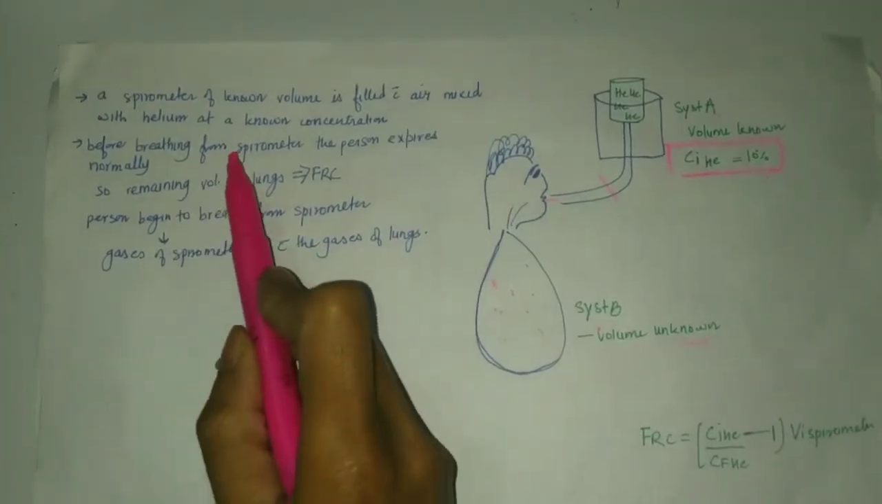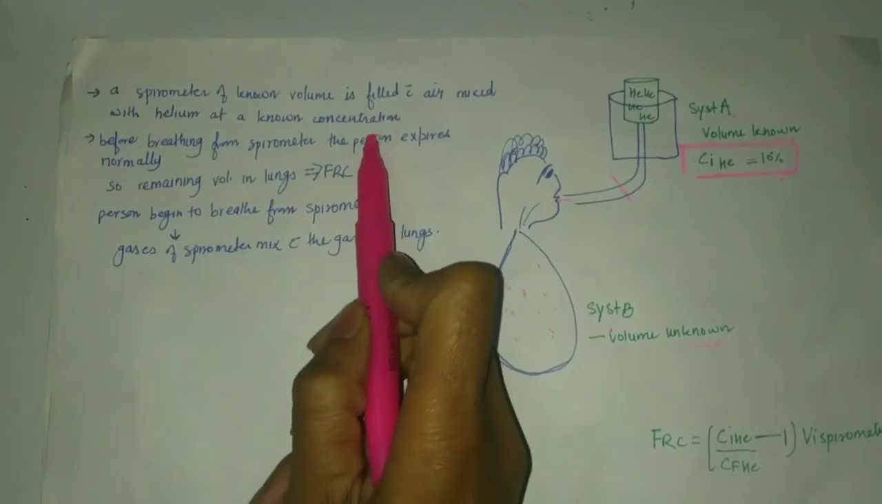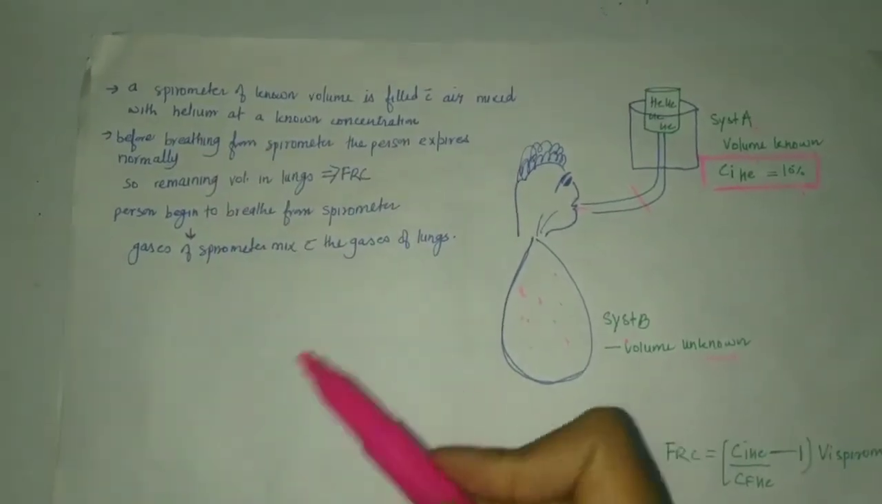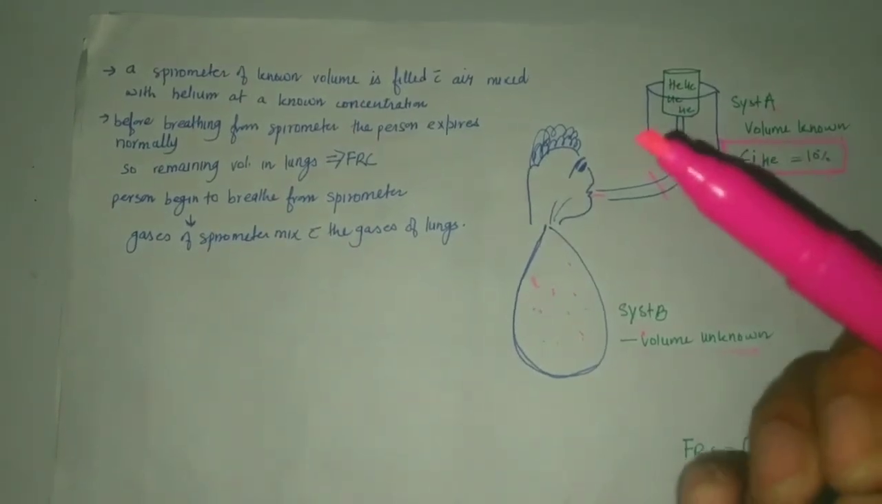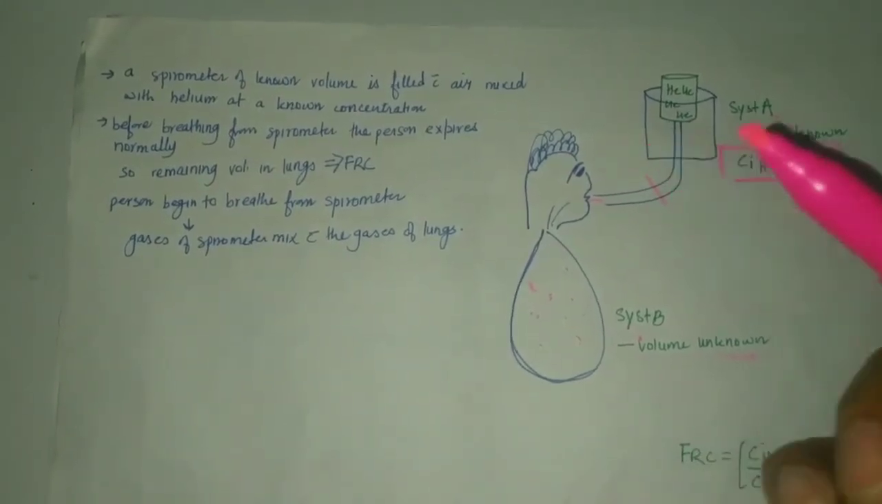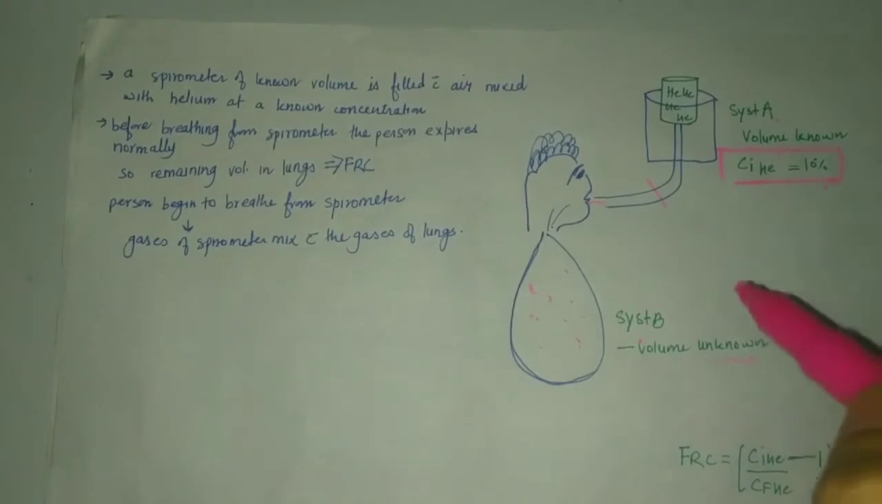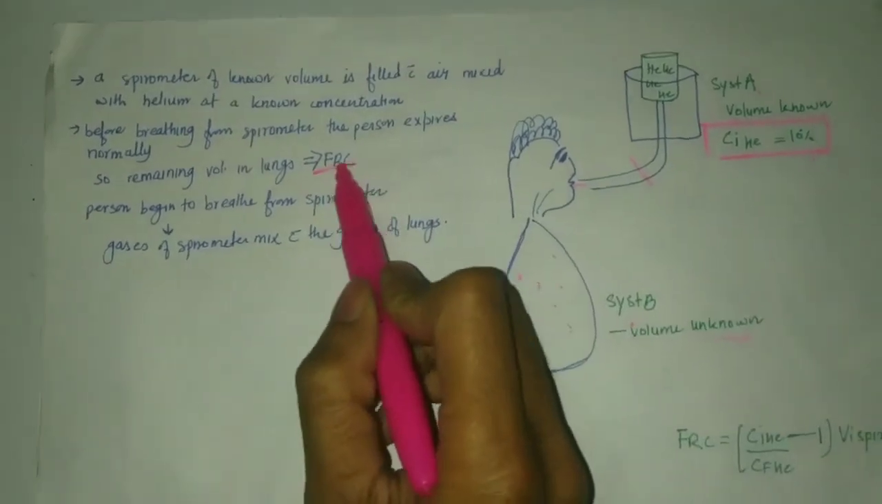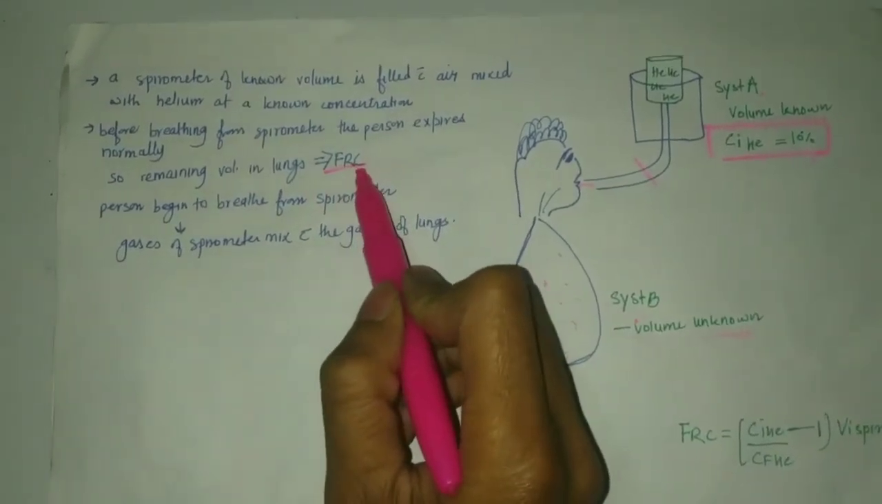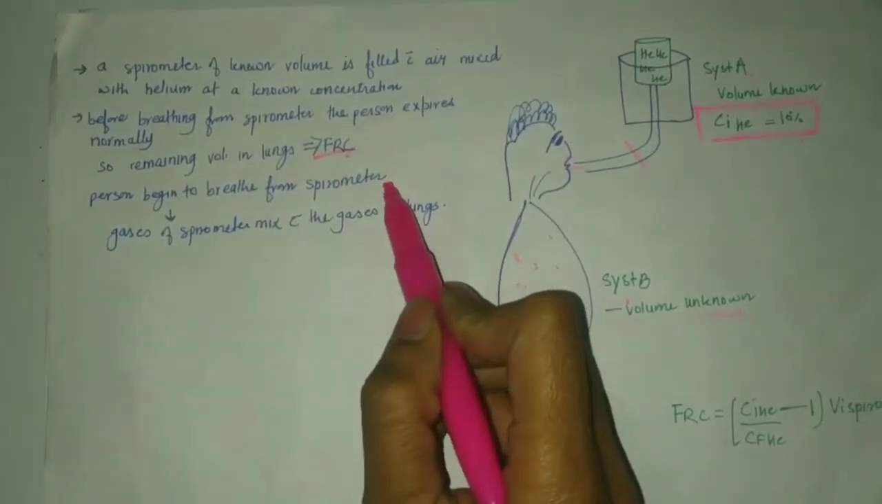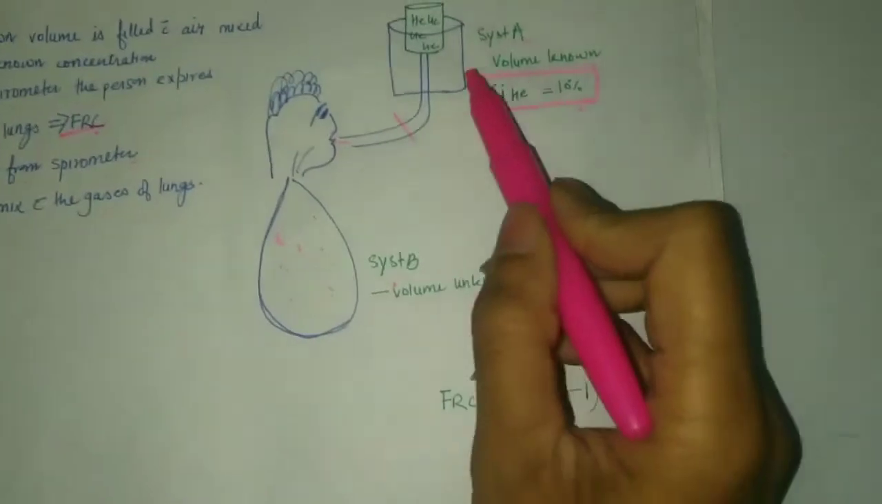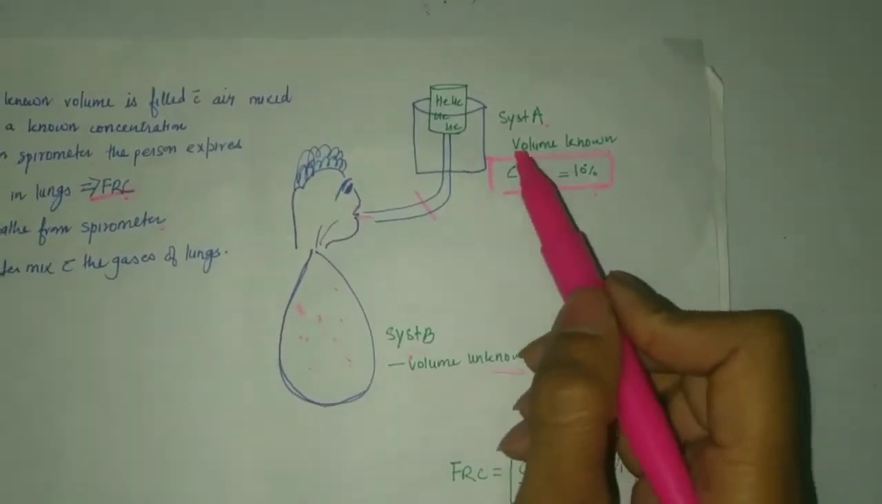Now before breathing from the spirometer, the person expires normally. When the person expires normally, that means the tidal volume has gone out. Whatever is left within his or her lungs is the functional residual capacity. This is the remaining volume in the lungs. At this point, the person begins to breathe from the spirometer. So this is the setup. This is a very simple diagram.